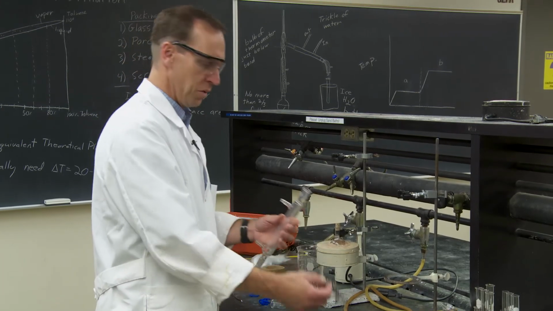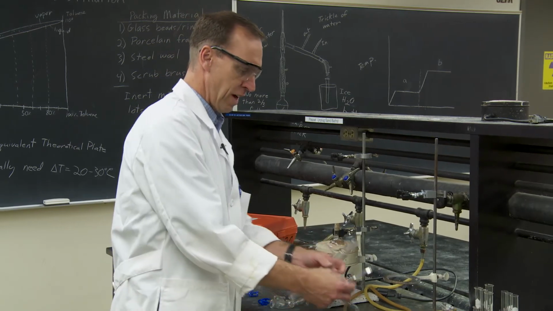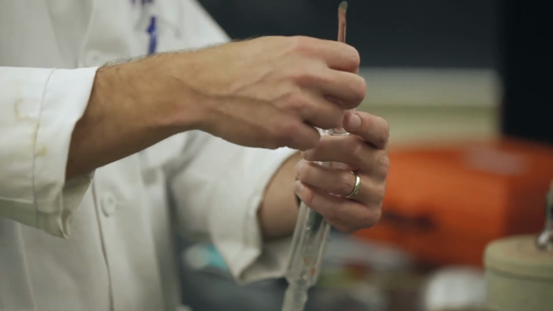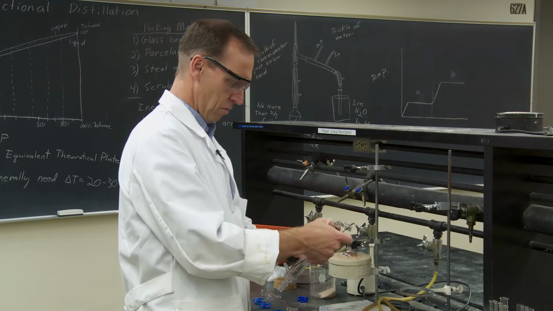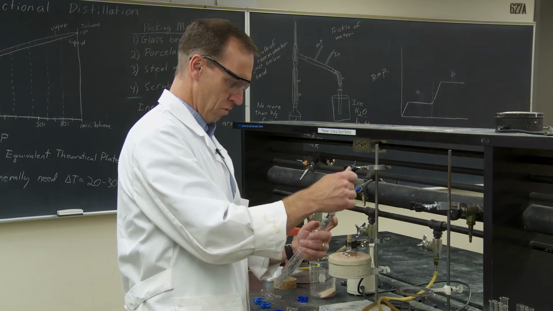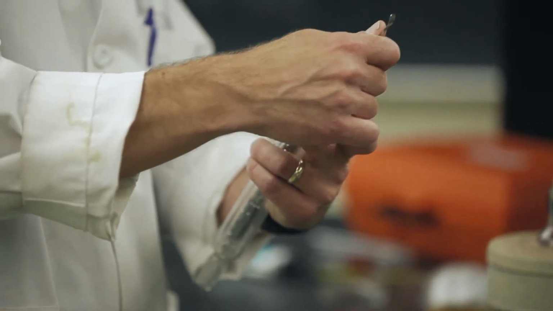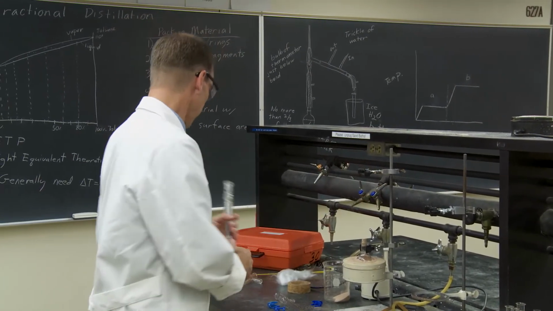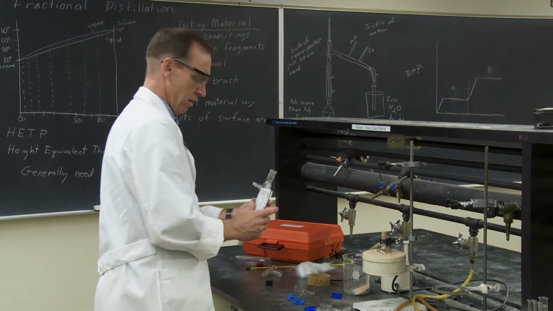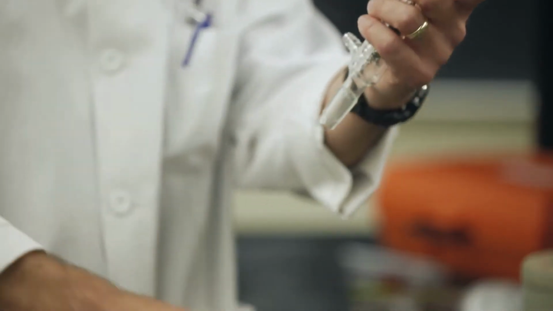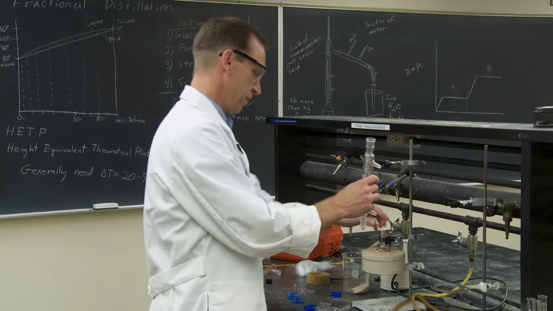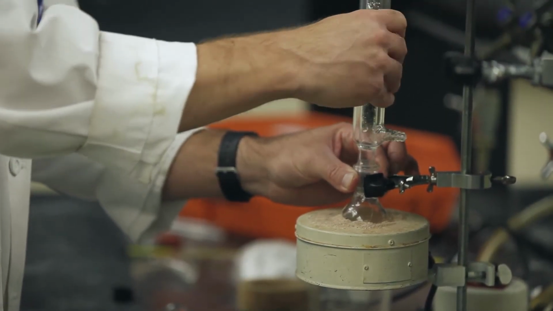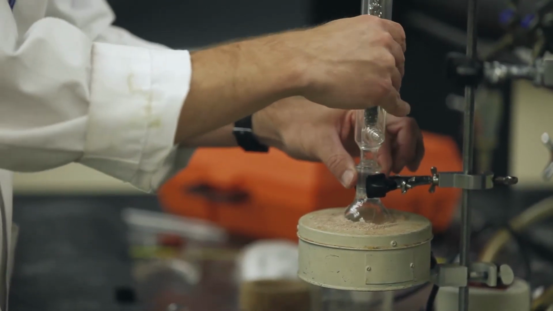Okay, and then here's my steel wool, and I'll pack that inside my fractionating tower using a spatula. Okay, so when it's finished, it should look like so. Okay, and then add just a thin strip of stopcock grease. Turn it in a circle, make sure it's coated on all sides.